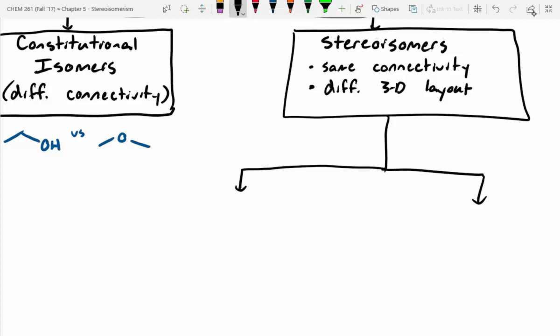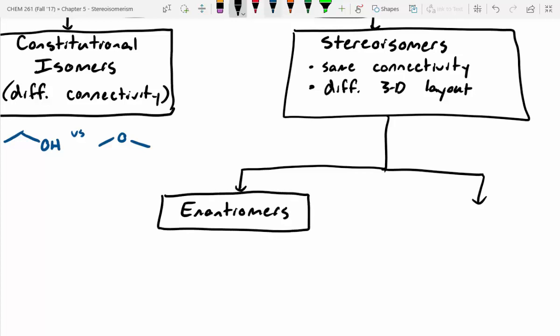So we've got enantiomers over here. And enantiomers are pretty easy to spot because they are non-superimposable mirror images. In fact, we talked about enantiomers already when we were talking about plane polarized light, right? We said one enantiomer will spin light one direction, the other will spin it the opposite. So let's take a look at an example.